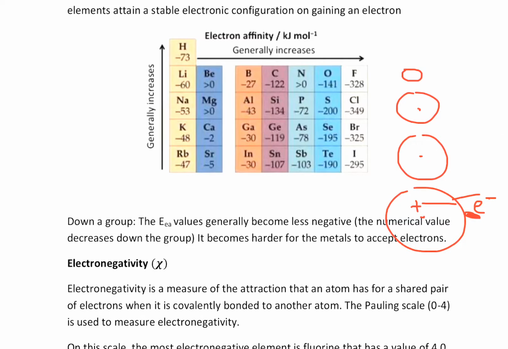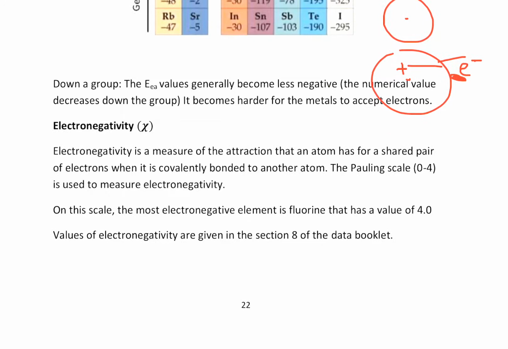But of course there are some exceptions that we're not going to mention too much. You're just concerned with the general trend. Another term that we are going to look at is electronegativity, which is a measure of the attraction of an atom for a shared pair of electrons when it is covalently bonded to another atom.